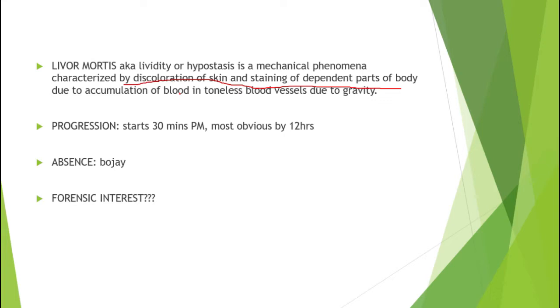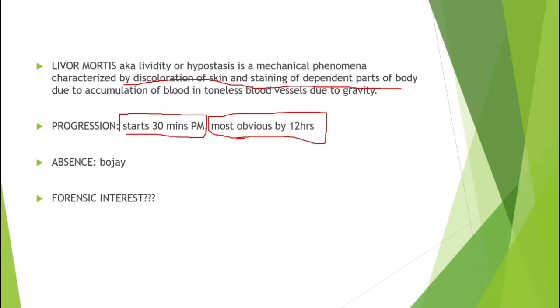It is a mechanical event, not a chemical one like rigor mortis, or an emotional one like instantaneous mortis. It is a mechanical event and it occurs due to gravity. Progression. So how does it progress? It starts at about 30 minutes post-mortem and is most obvious by 12 hours. And does it fade away? No, it does not fade away like rigor mortis, which is followed by secondary flaccidity.